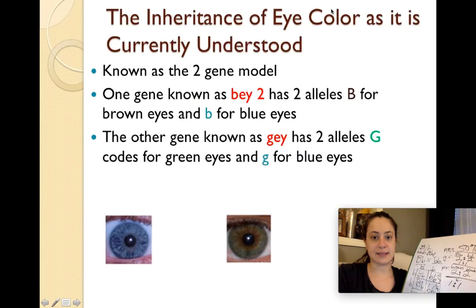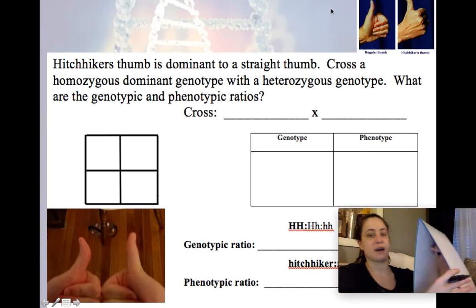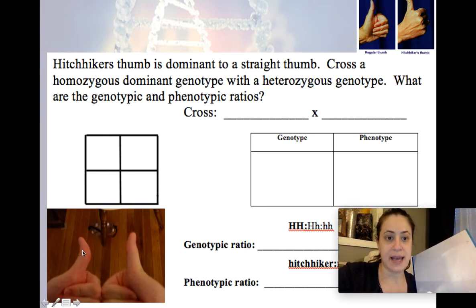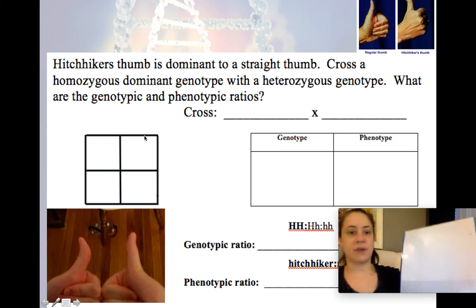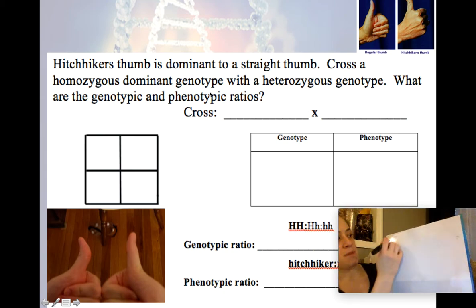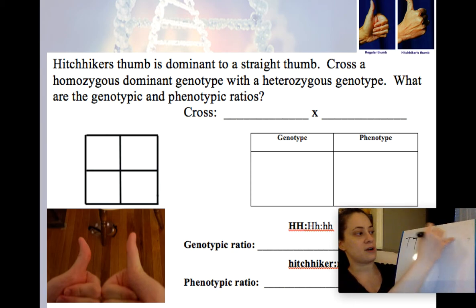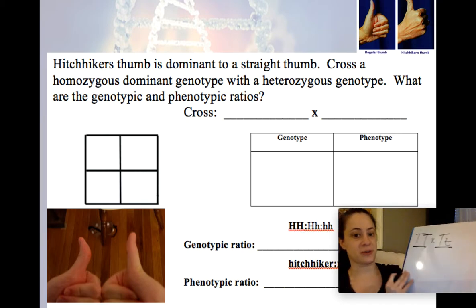And the next problem is with hitchhiker's thumb. So on the left side here, that's what hitchhiker's thumb looks like, and it is a dominant trait, and a straight thumb is recessive. So hitchhiker's thumb is dominant to a straight thumb. Cross a homozygous dominant genotype, so you could use, why don't we just use T, with a heterozygous genotype. So we're crossing these 2 possibilities. What are the genotypic and phenotypic ratios?